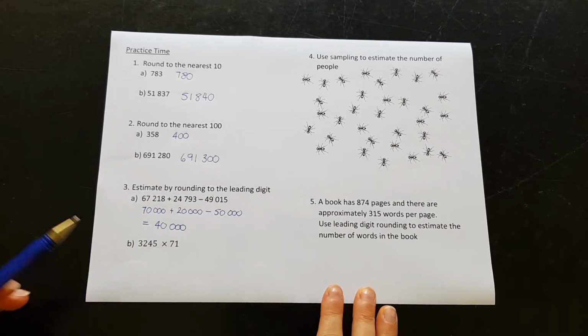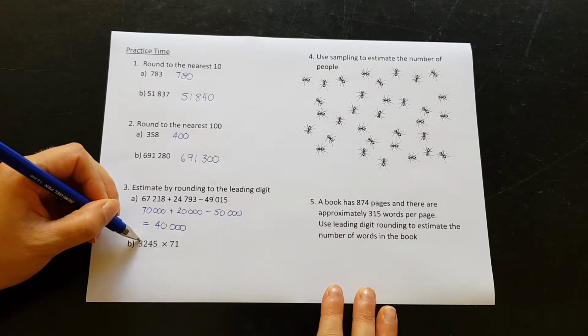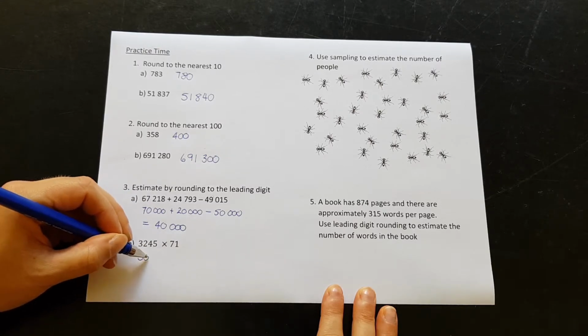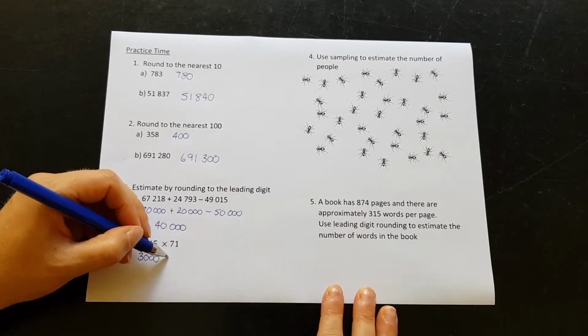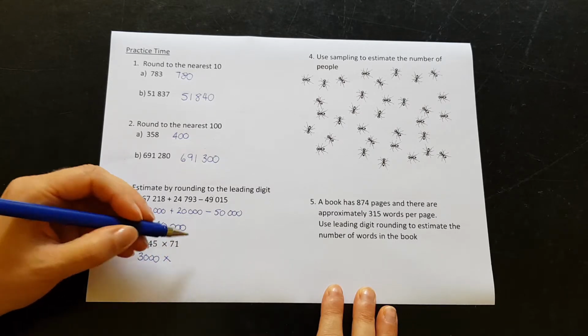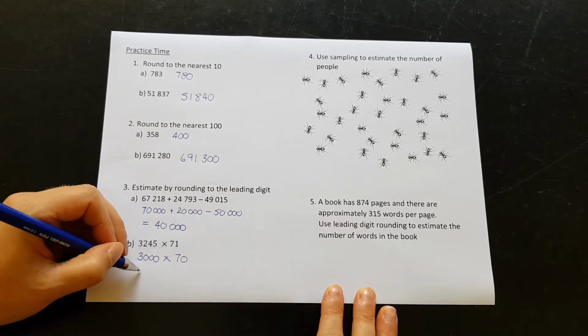Okay, again for B, rounding to the leading digit. The 3 is the leading digit. Afterwards we have a 2, so that will stay as 3,000. Times by this time, 71. 7 is the leading digit. 1 is going to round down, so that becomes 70.